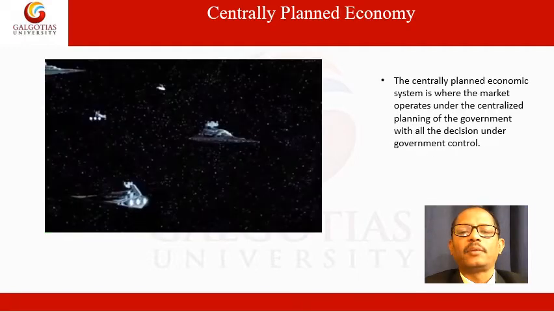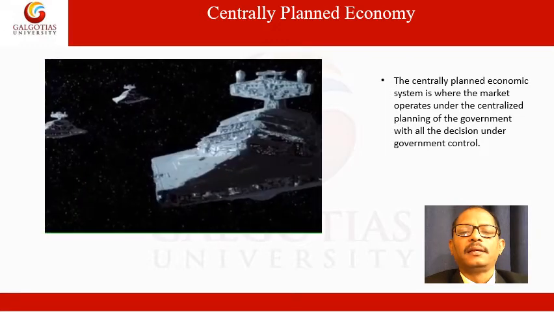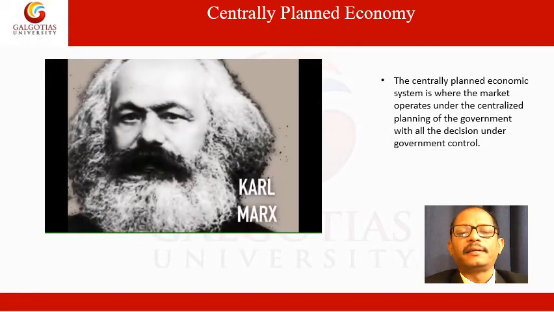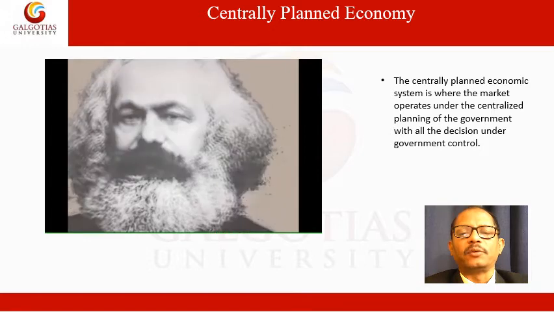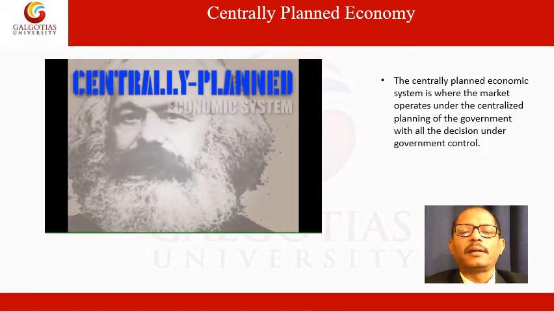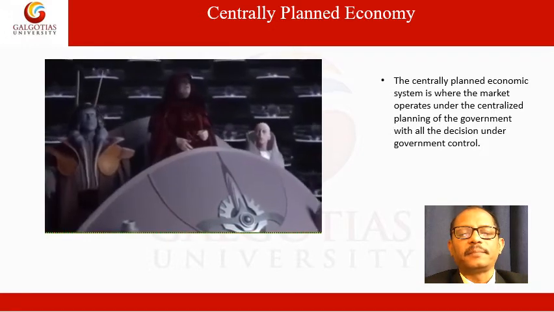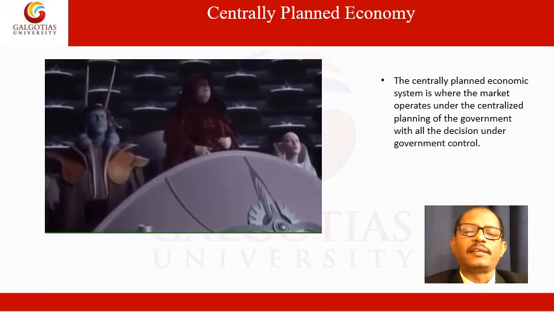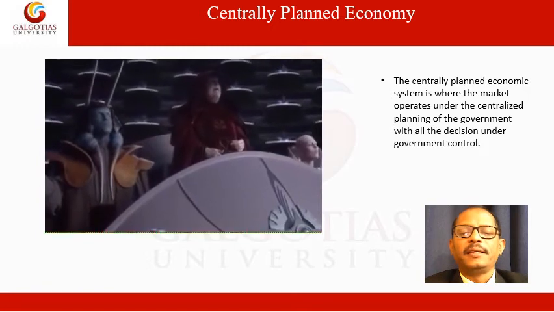Our second economic system is the planned economy advocated by Karl Marx. The centrally planned economic system is where the market operates under the centralized planning of the government, with all the decisions under government control. In most cases, a command economy will exist in a dictatorship where one central figure or a small committee will make all political and economic decisions for society.